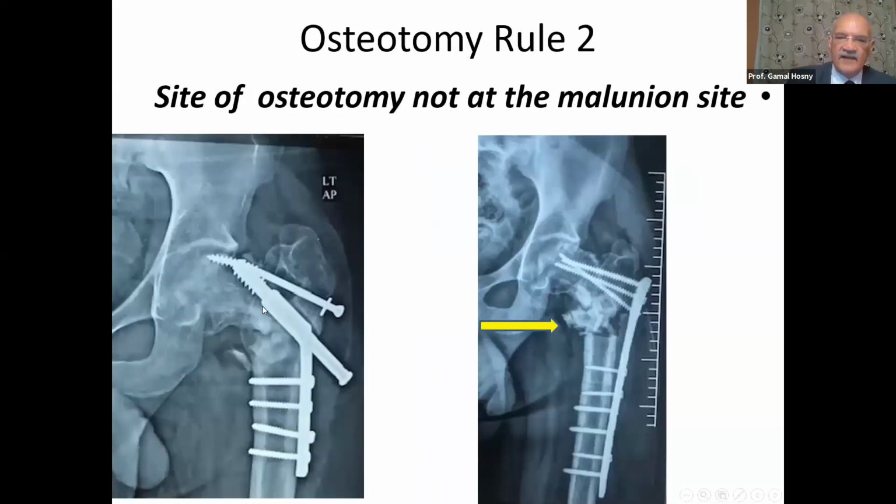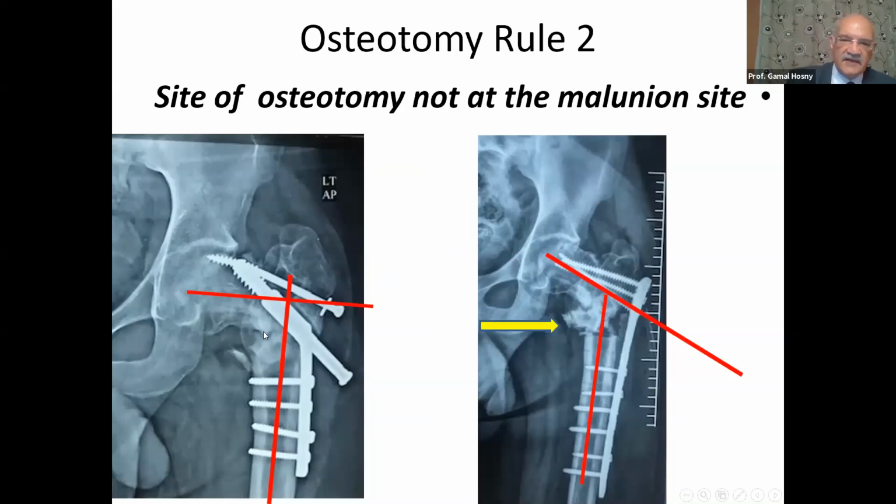We have malunited fracture neck femur with coxa vara, as you see here. This is the axis of the neck of the femur, the proximal femur, the axis of the joint, and you have about 80 degrees. We want to correct the joint. We did osteotomy, and we have about 130 degrees, but we did medial displacement.